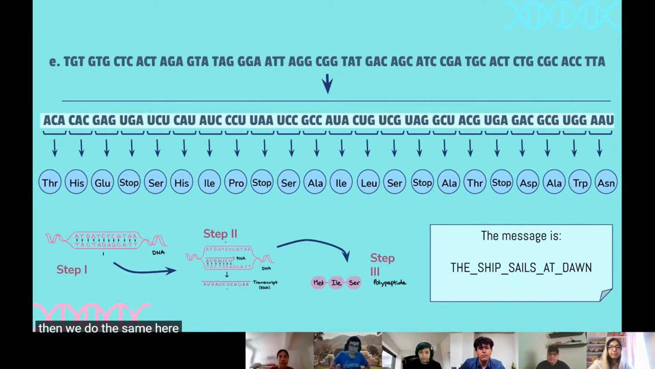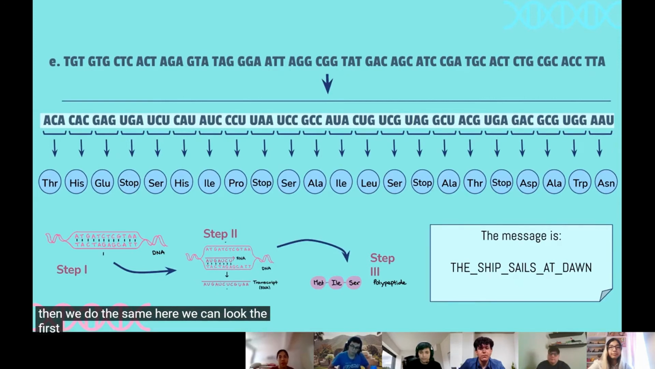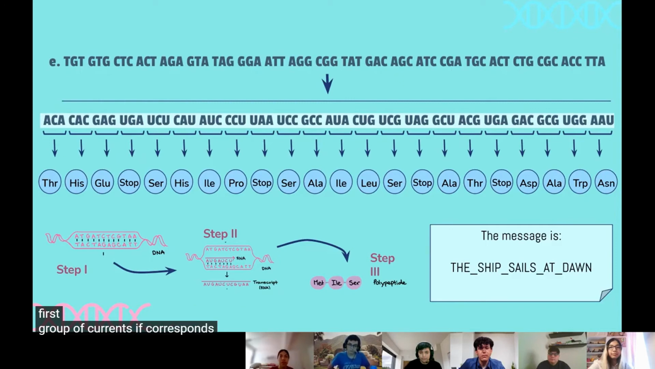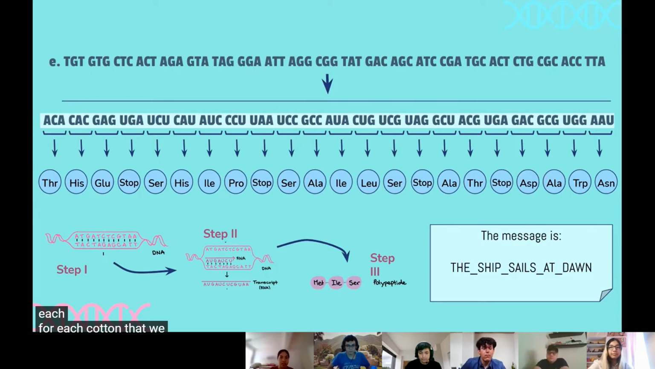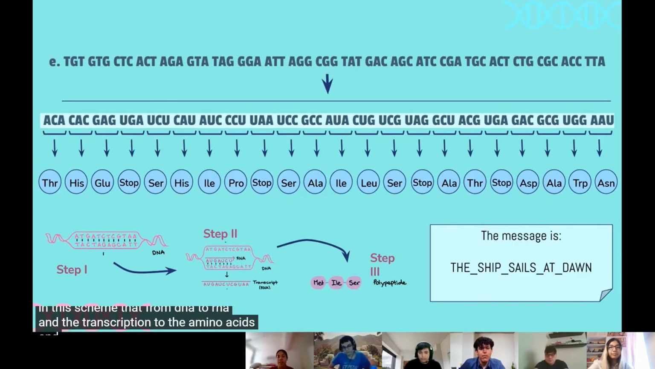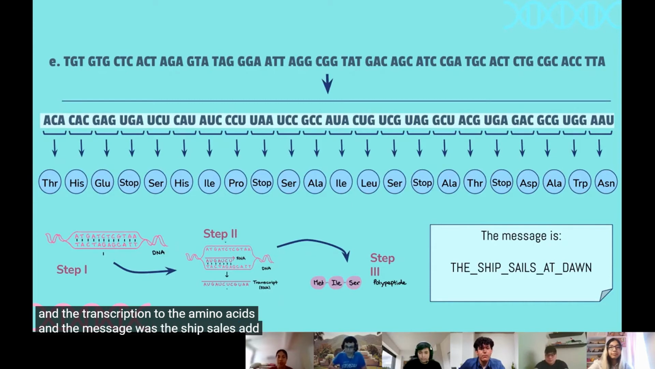Then we do the same here. We can look at the first group of codons: it corresponds to DNA, then the RNA, then the corresponding amino acid of each codon, which we solve with the help of the charts and tables that are provided in the portfolio. And then we do these steps, like in this scheme, from DNA to RNA in the transcription, to the amino acids. And the message was, the ship sails at dawn.